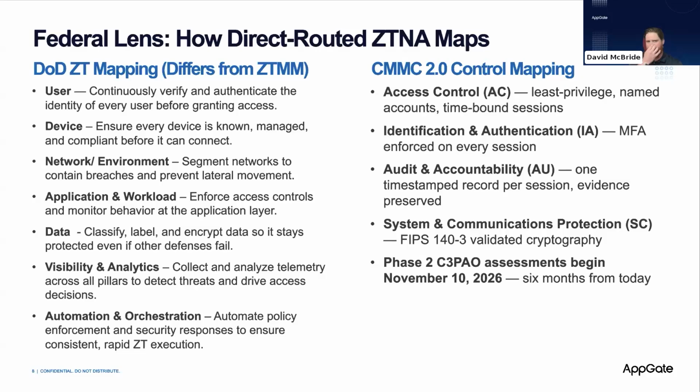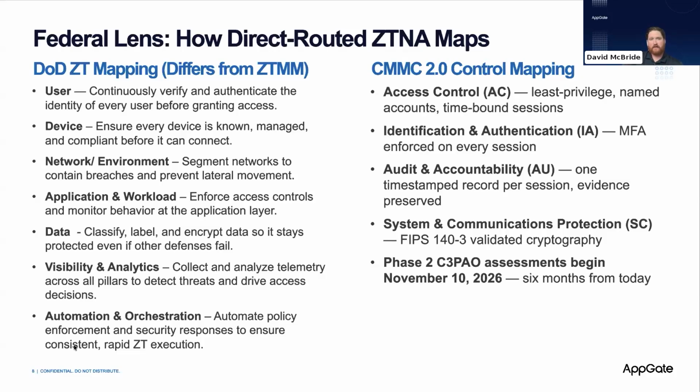But moving on into CMMC. CMMC 2.0 control families are mapped directly. They're not holistic overarching methodologies. These map directly. So think access control: your least privileged named accounts, time-bound sessions, and that's the core of how direct routed ZTNA works. And then you go into identification and authentication, some know it as IA. Things like MFA need to be enforced on every session, every vendor, every contractor, and every user.